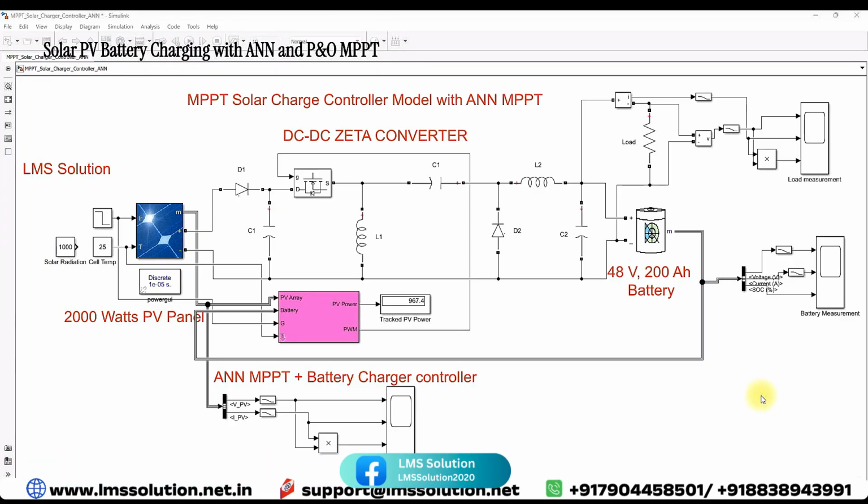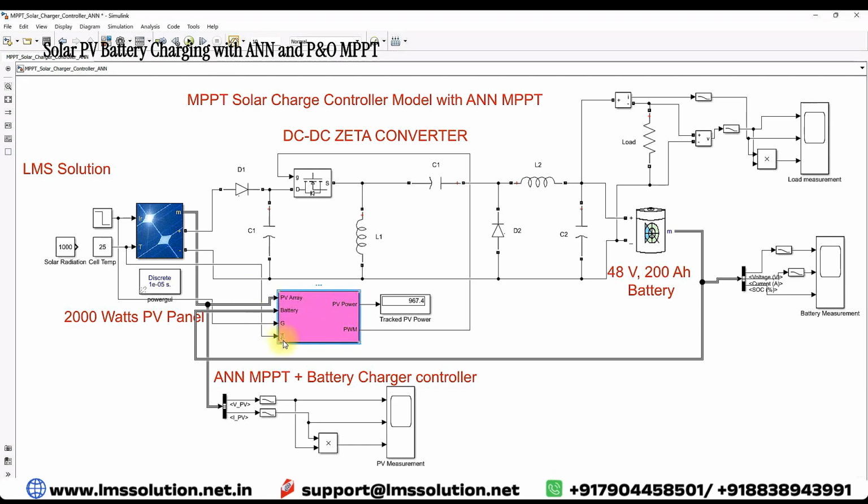Today we are going to see about the MPPT Solar Charger Controller with two MPPT methods. One is ANN MPPT, another one is P&O MPPT. So here you can see the Simulink model for an MPPT Solar Charger Controller with ANN MPPT, and here you can see that this is the MPPT block.